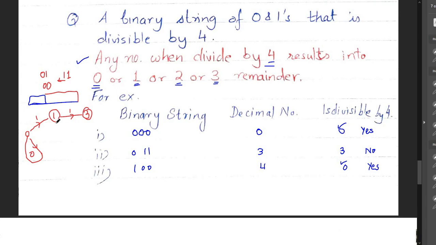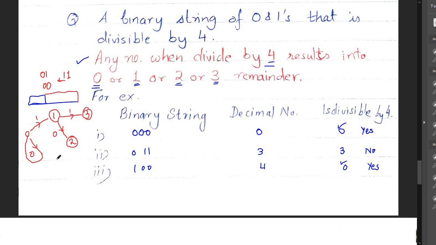And let's suppose you get a 0, because it becomes 1, 0. So earlier the remainder was 1. Now you shift it left, so this becomes 2, and then you append a 0. So that becomes a 2. So your remainder is now 2.